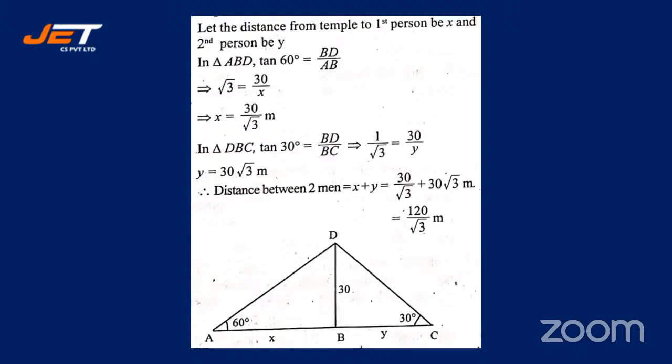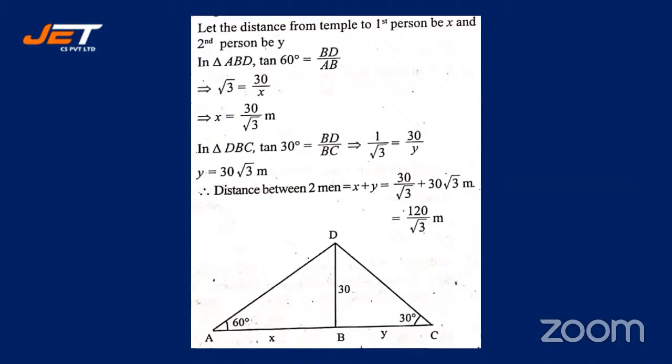All right. And take out the other triangle, that is triangle DCB. So you can take tan 30 is BD by BC. All right. So what is tan 30? 1 by root 3, which is nothing but 30 by y. Cross multiply, you'll get the value of y to be 30 root 3.